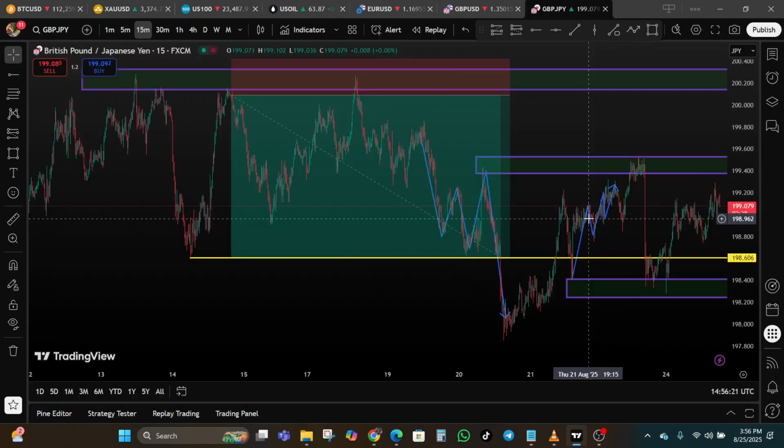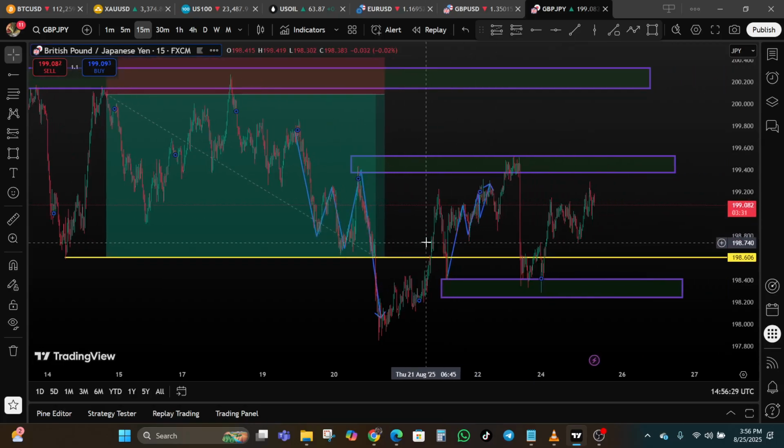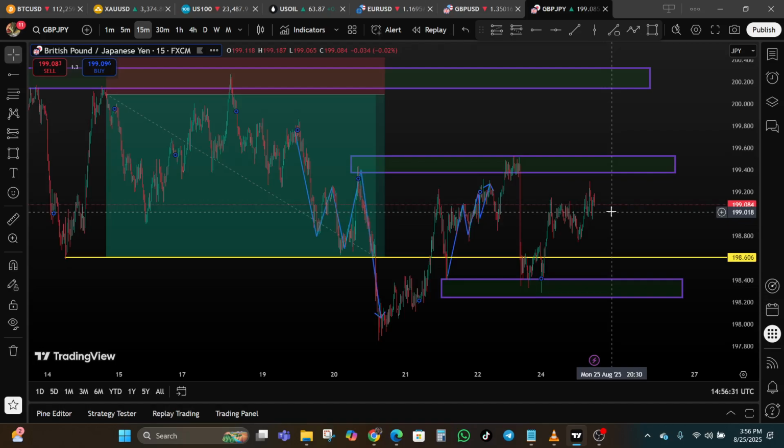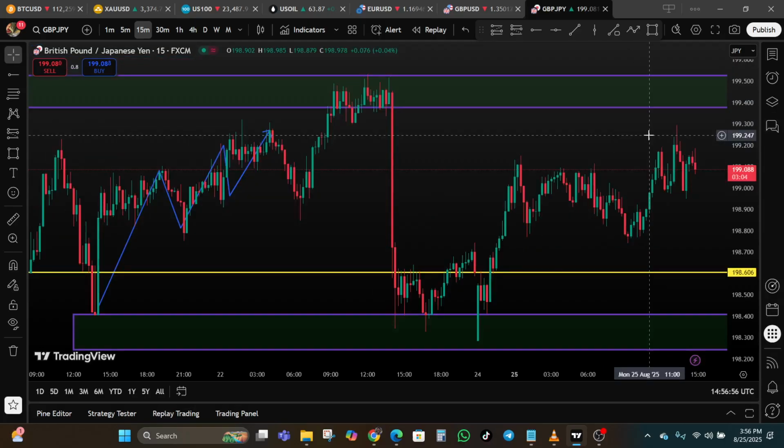So let us recap. Okay, recognize clear structure on the M15 chart. You mark intraday support and resistance zones. You wait for confirmation signals before entering. And you use higher time frames like the H1 or the H4 to guide your direction. Right? Stay disciplined and focus only on quality setups. So that is the complete breakdown of the M15 trading strategy.